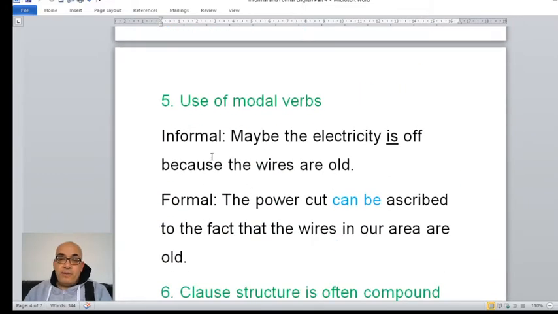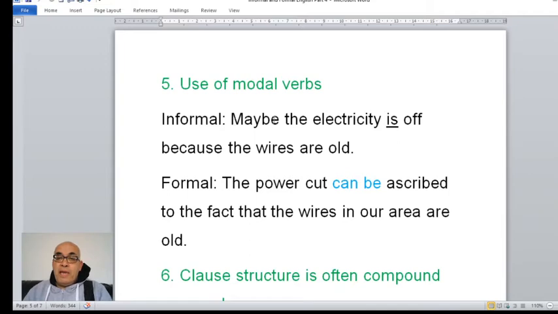Use of modal verbs. So maybe the electricity is off because the wires are old. This is informal. So what I use is. But in formal English, I use modal verbs. I use can be. So can be is formal, but here I use is. The verb is informal. But if you use a modal verb, this means you are using formal English.